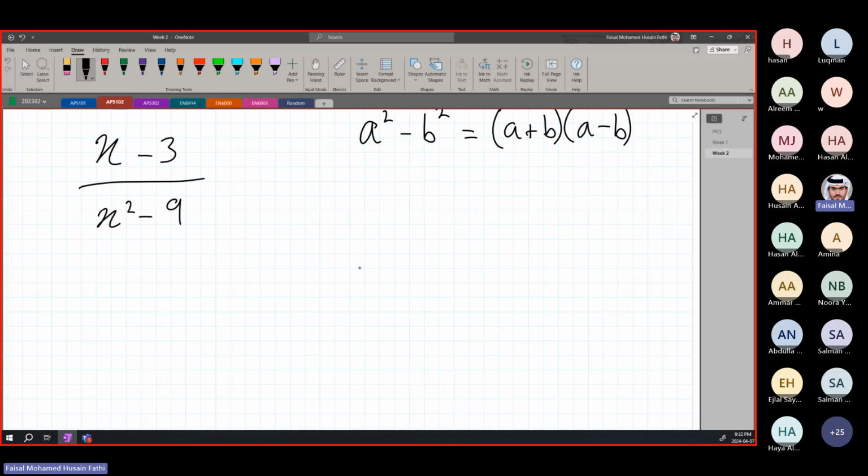In the bottom part, we see that we have this form, a squared minus b squared, where, in this case, a is equal to x, and b is equal to the square root of 9, which is 3, because this is b squared.